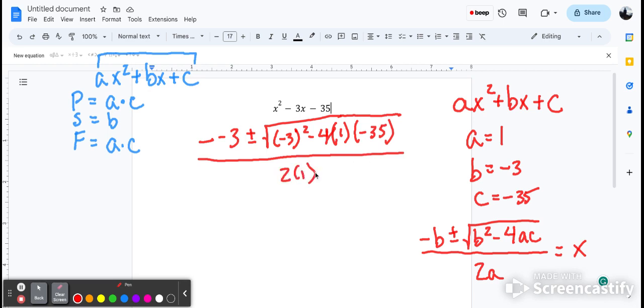Let me grab my calculator. Can't do that math in my head. So now I start simplifying. When I simplify something like this, I start on the left. I say two negatives make a positive. So that's going to be 3.